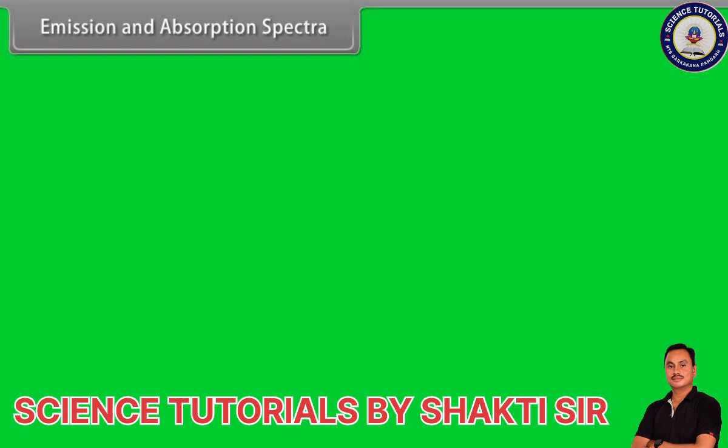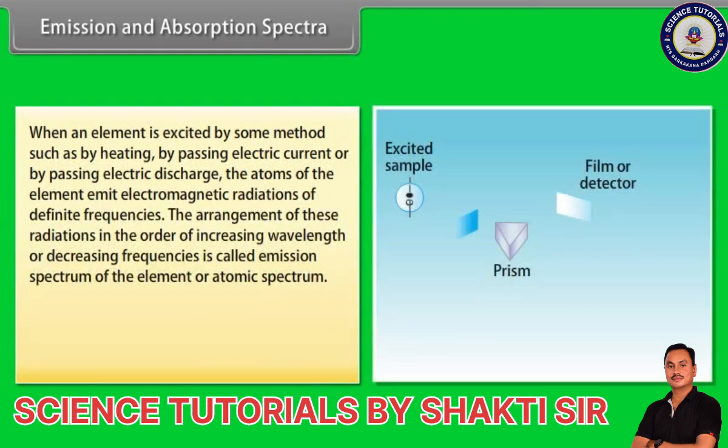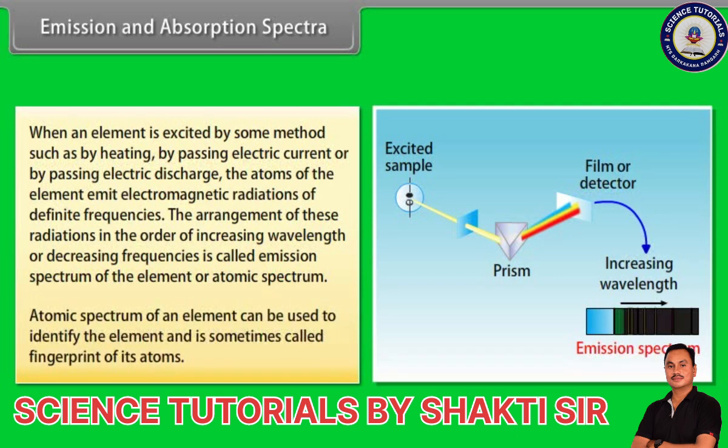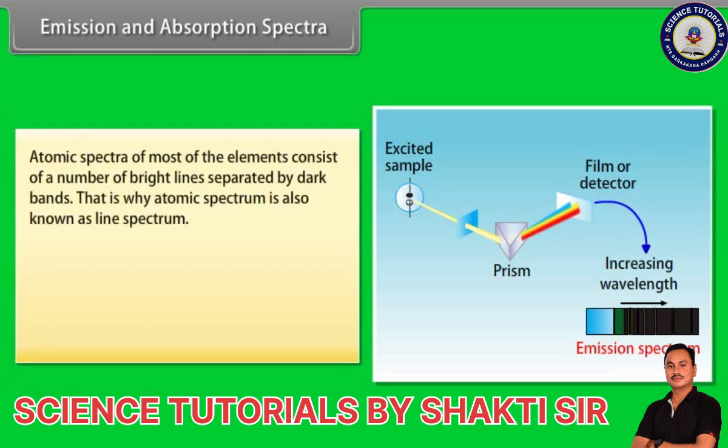Emission and absorption spectra. When an element is excited by some method, such as by heating, by passing electric current, or by passing electric discharge, the atoms of the element emit electromagnetic radiations of definite frequencies. The arrangement of these radiations in the order of increasing wavelength or decreasing frequencies is called the emission spectrum of the element or atomic spectrum. The atomic spectrum of an element can be used to identify the element and is sometimes called the fingerprint of its atoms. Atomic spectra of most of the elements consist of a number of bright lines separated by dark bands. That is why atomic spectrum is also known as line spectrum.